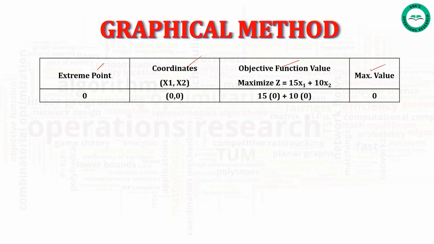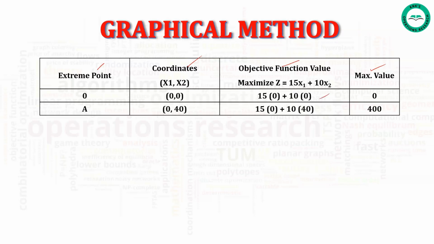As we got the extreme points O, A, B, C, D, we'll substitute each coordinate value and find the maximum value. So next at point A, 0, 40. So that is 15 into x1, which is 0, plus 10 into x2, which is 40. 15 into 0 plus 10 into 40. So the value is 400.